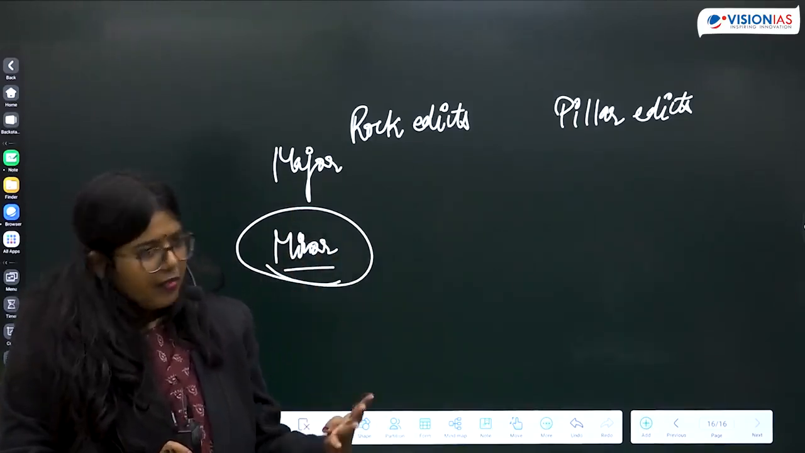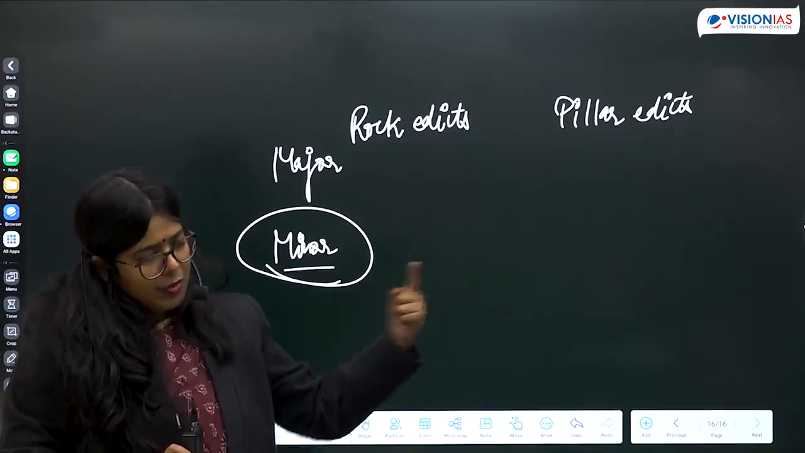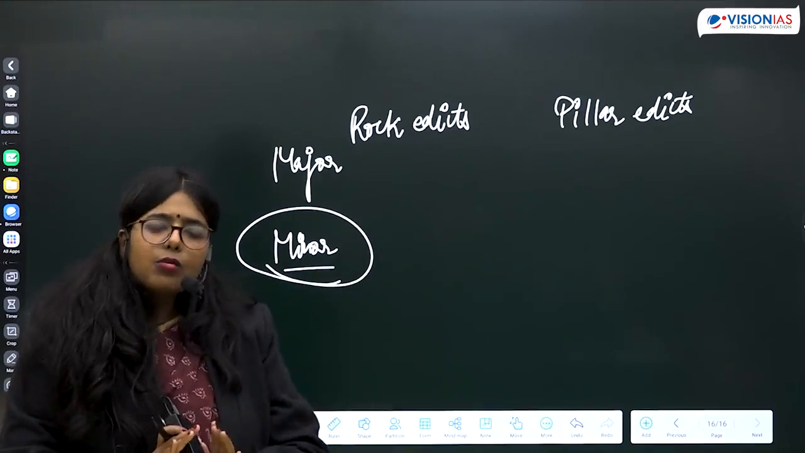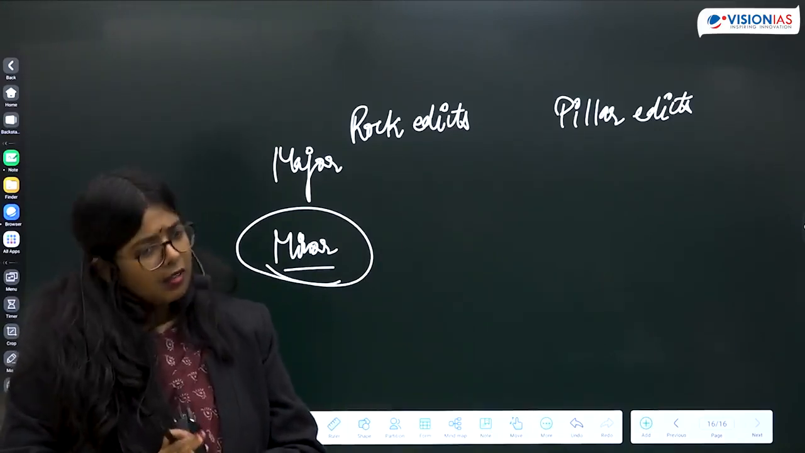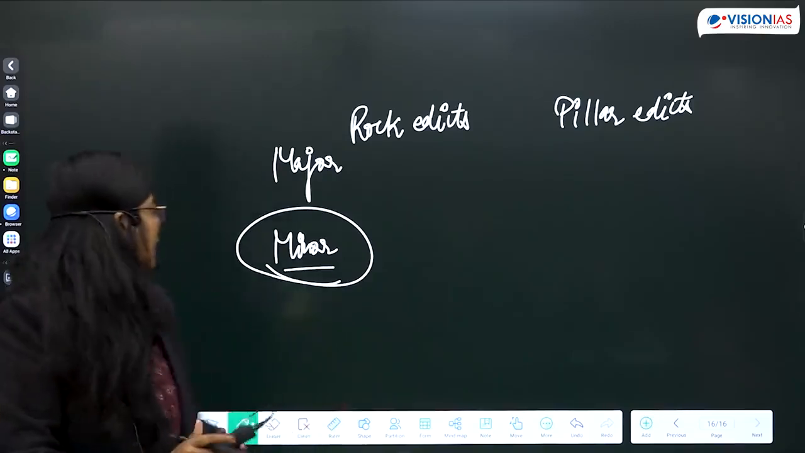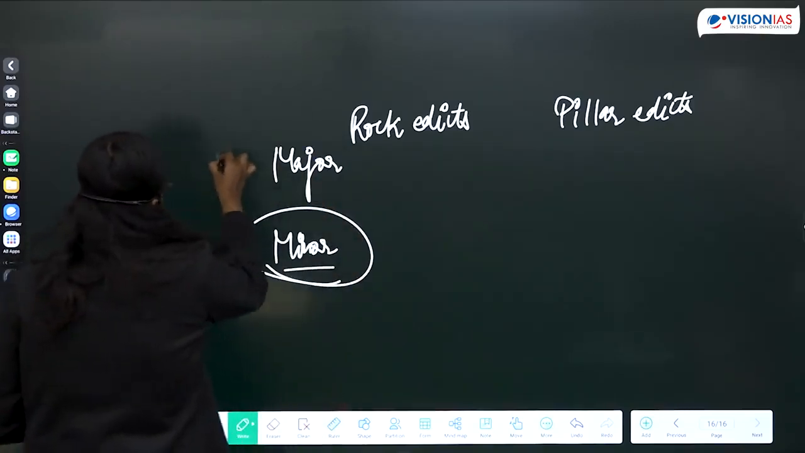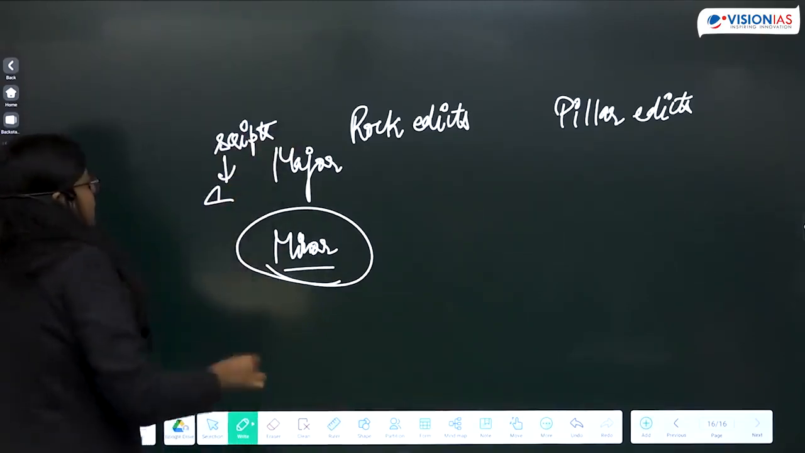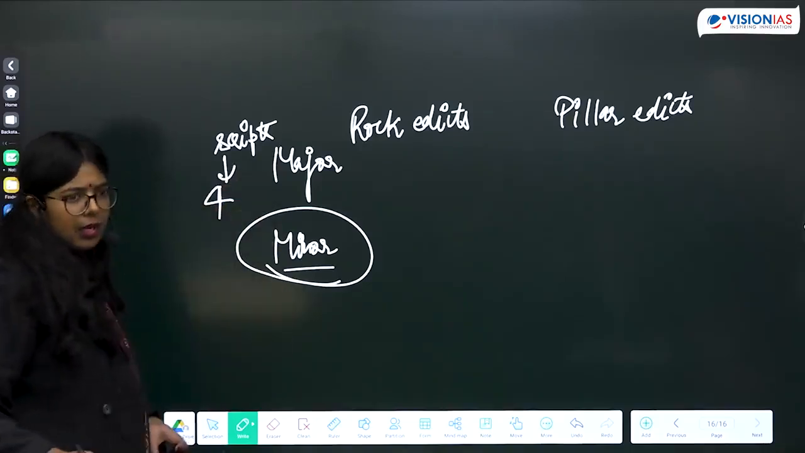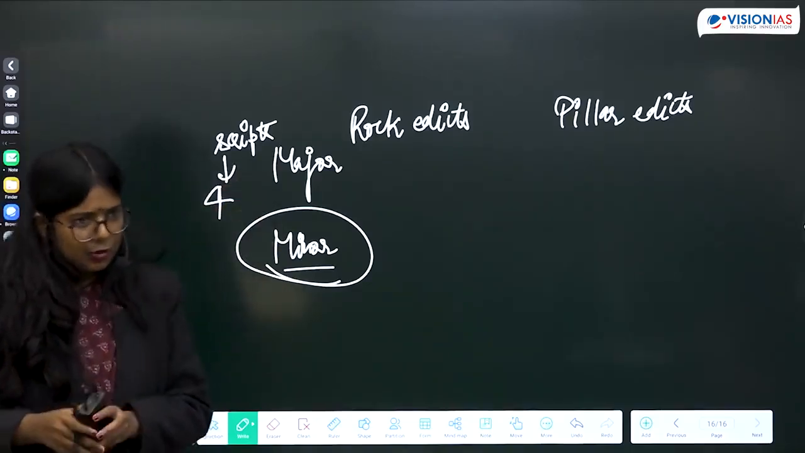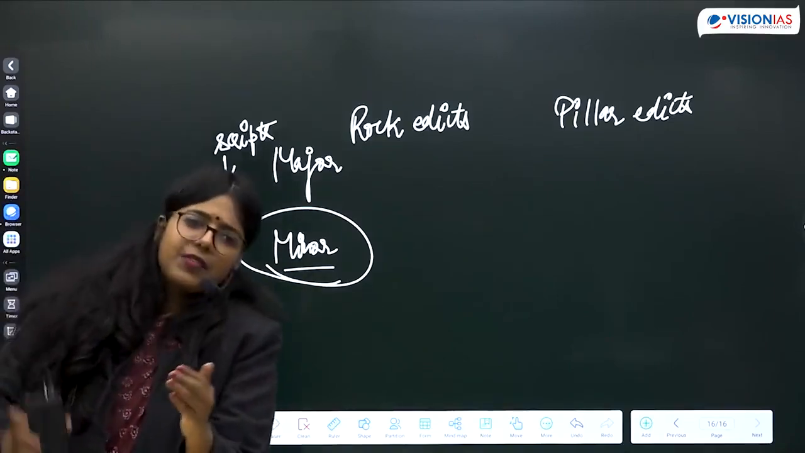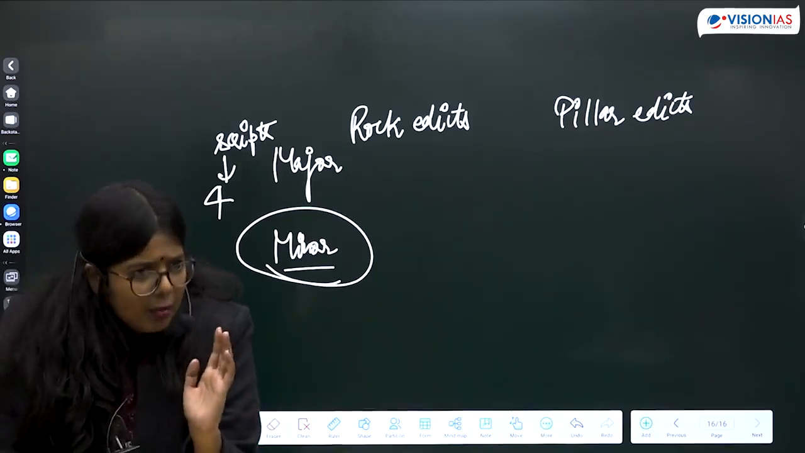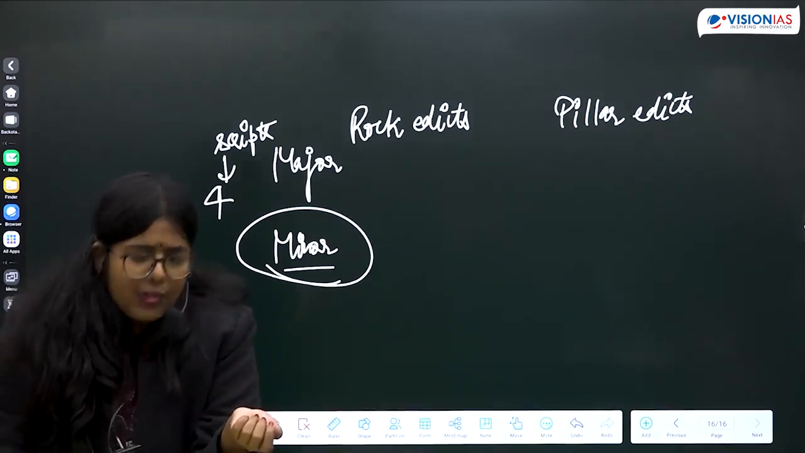In totality, 4 scripts. When we are talking about major rock edicts, 2 of them are used. We have also understood the area. Okay. Now let us see what is happening. So scripts, the number is going to be 4. That is one thing that you need to remember. Language, we have talked about it. Prakrit is going to be the language. Greek and Aramaic is going to be the language.